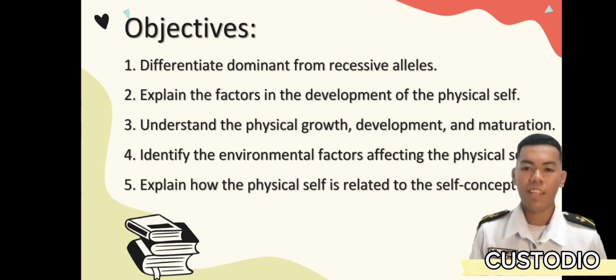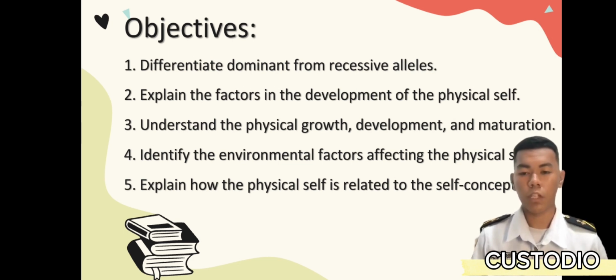First, differentiate the dominant allele from the recessive allele. Second, explain the factors in the development of the physical self. Third, understand physical growth, development, and maturation. Fourth, identify the environmental factors affecting the physical self. And lastly, explain how the physical self is related to the self-concept.